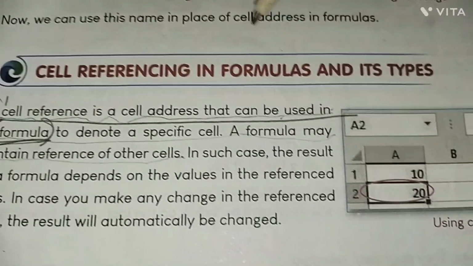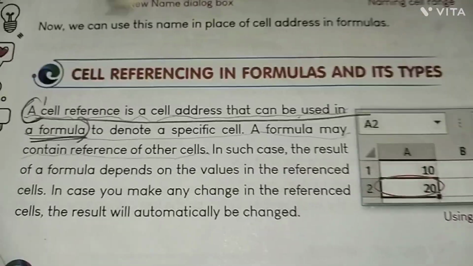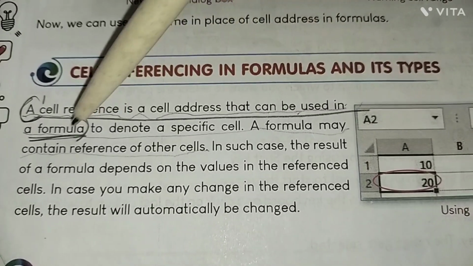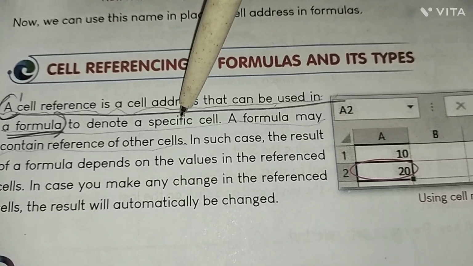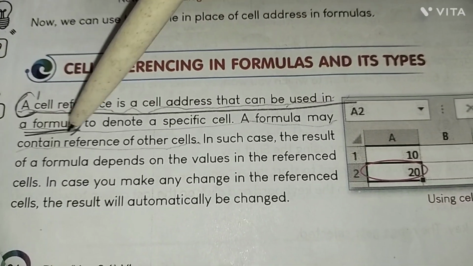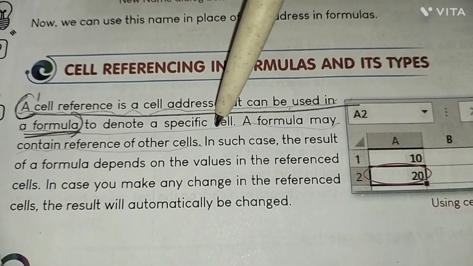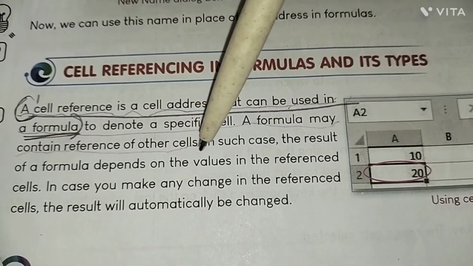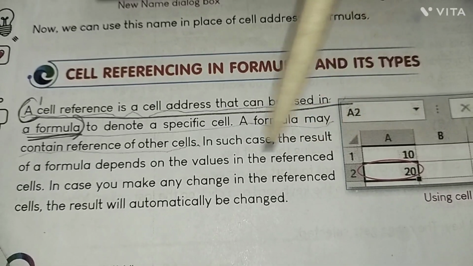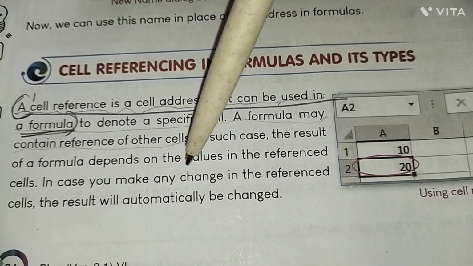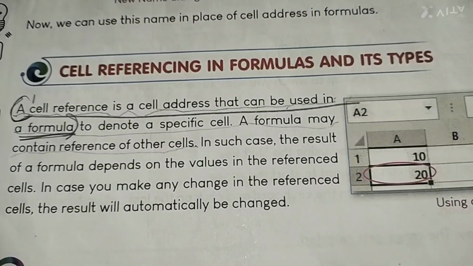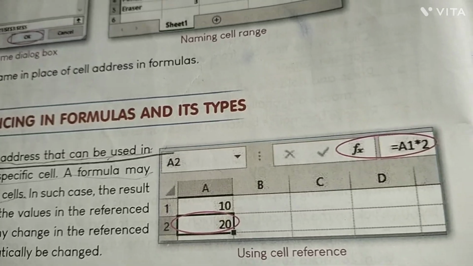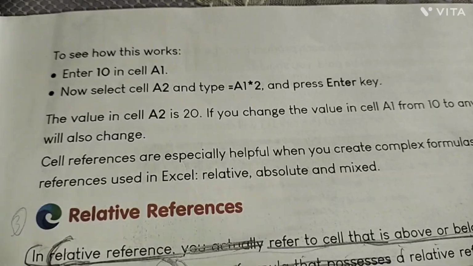Cell references in formulas and its types. A cell reference is a cell's address that can be used in a formula to denote a specific cell. A formula may contain a reference to other cells. In such a case, the result of the formula depends on the value in the referenced cells. If you make any change in the referenced cell, the result will automatically change when using cell reference.